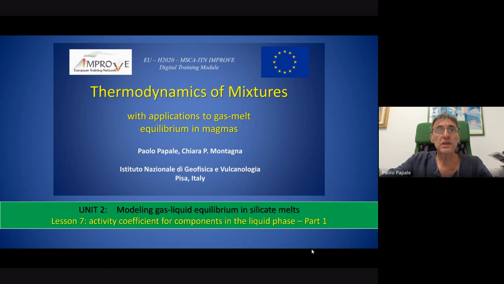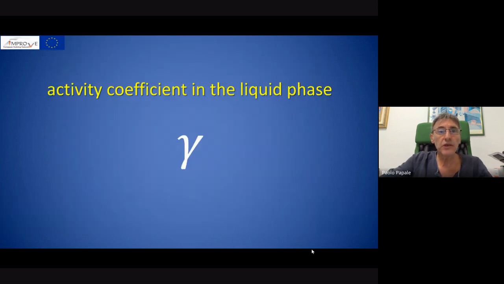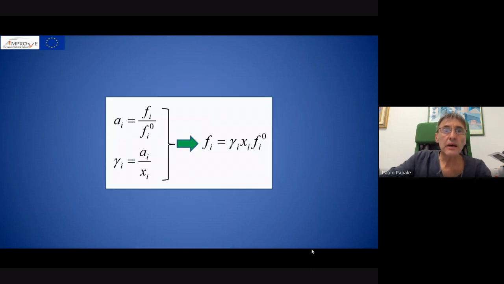We saw in the previous lessons how to model the fugacity coefficient for volatile components in the gas phase and the reference fugacity for the volatile components in the liquid phase. The activity coefficient is the last term necessary to complete our real multi-component gas melt equilibrium modeling. First of all, let's start by recalling where and how the activity coefficient appeared in our equilibrium equations.